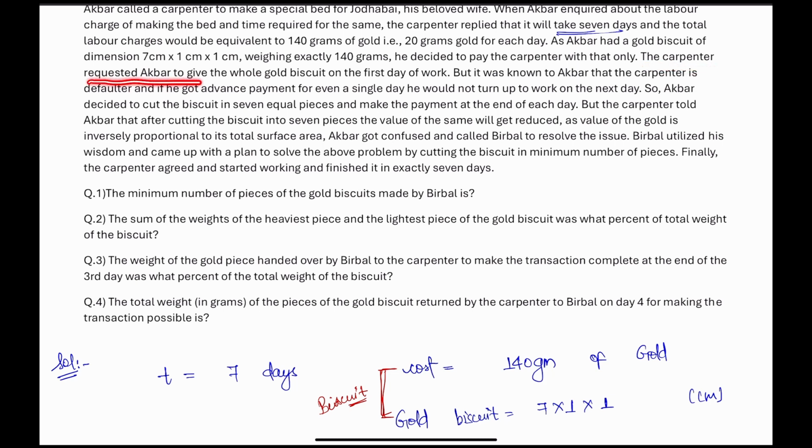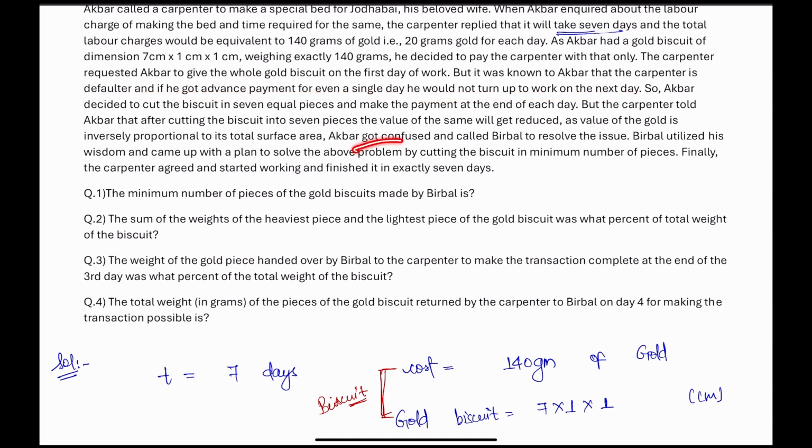The carpenter requested Akbar to give the whole gold biscuit on the first day of work. Okay, in the very first day, the carpenter is asking for that whole biscuit. Great. But it was known to Akbar that the carpenter is a defaulter. Okay, now the problem starts. The carpenter is a defaulter, and if he got an advance payment even for a single day, he would not turn up to work on the next day.